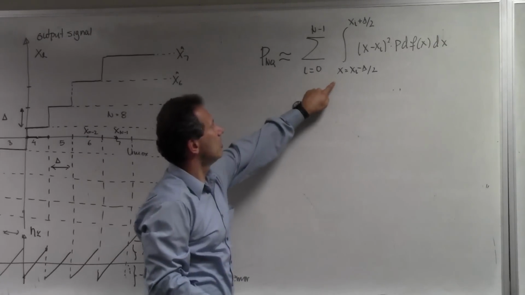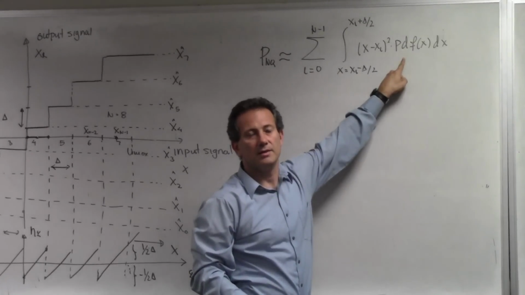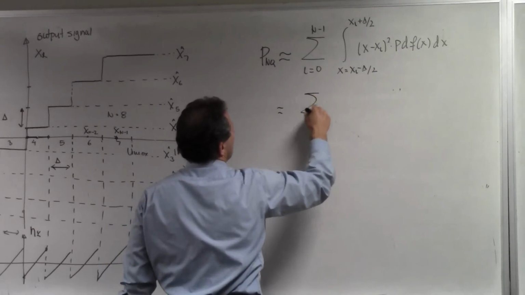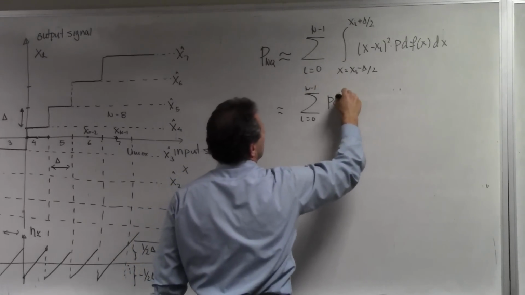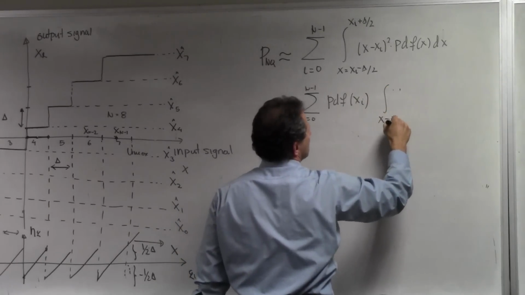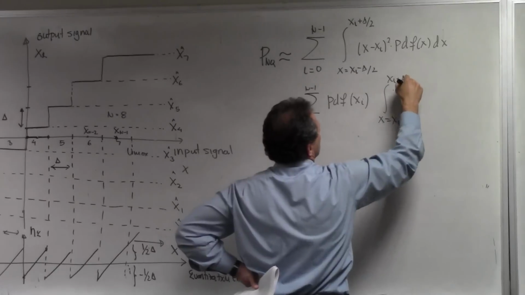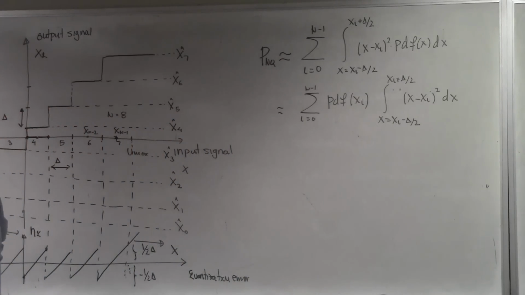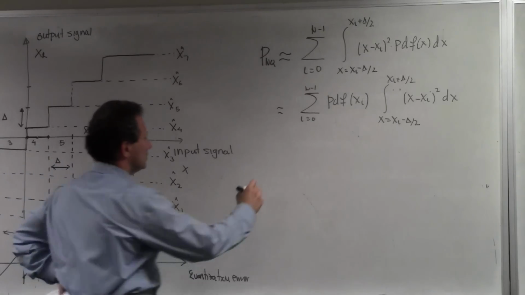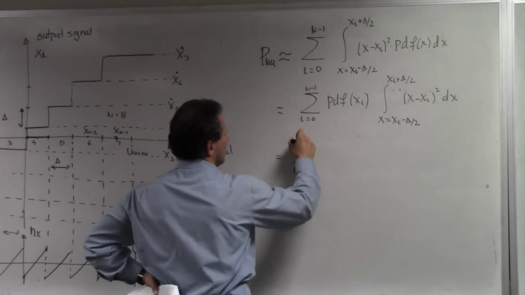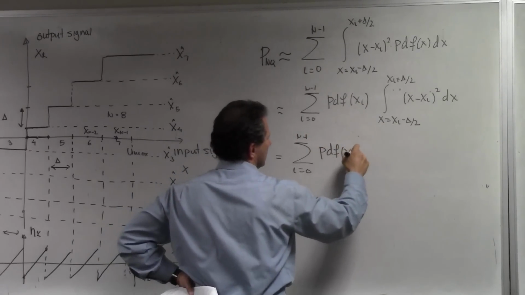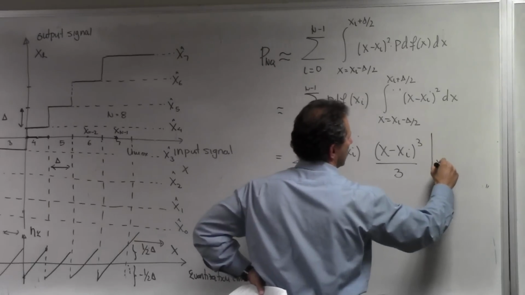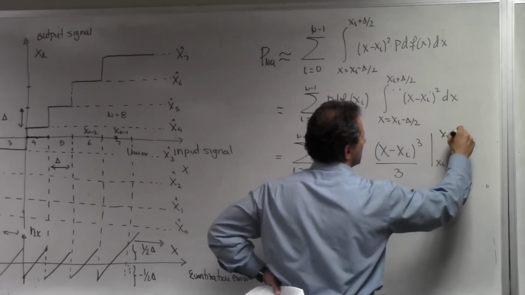But since this interval is relatively small, this PDF of x does not change much. Then I can take this PDF of x outside of the integral and treat it as a constant. So this is approximately the sum when i goes from 0 to n minus 1, PDF of xi, times the integral when x goes from xi minus delta over 2 to xi plus delta over 2, of x minus xi squared dx. Now this second integral is very easy to solve. It's one of the simplest integrals, so let me just solve it. So this is equal to the sum, i goes from 0 to n minus 1, PDF of xi, now as a constant, and this is x minus xi cubed over 3, from xi minus delta over 2 to xi plus delta over 2.